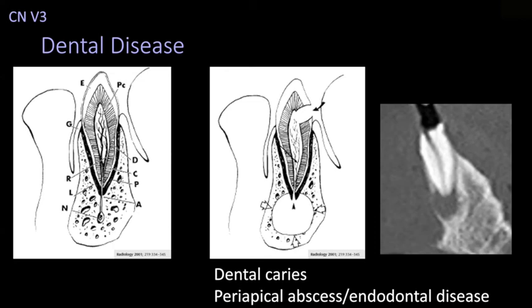On imaging, we may see dental caries with erosion of the crown of the tooth. The infection may spread through the pulp cavity and then extend through the apex, forming a periapical abscess, which is known as endodontal disease. And here on CT, you can see the typical findings of endodontal disease with dental caries. You can see complete erosion of the crown here and an associated periapical lucency reflecting the periapical abscess.